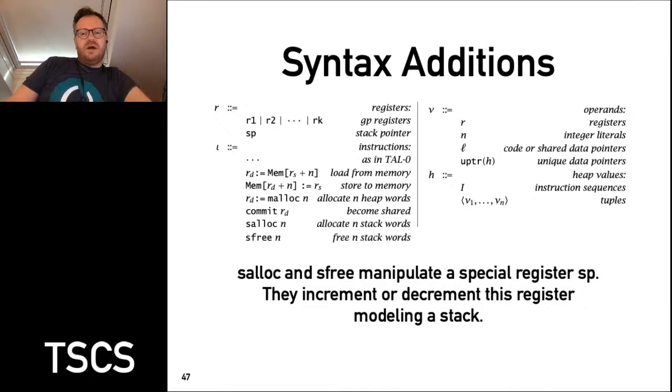Now, heap values again can be instruction sequences, and then tuples of values. This is the allocate n words thing. So tuples of values can be allocated on the heap. So not every location is just one word, but multiple ones.